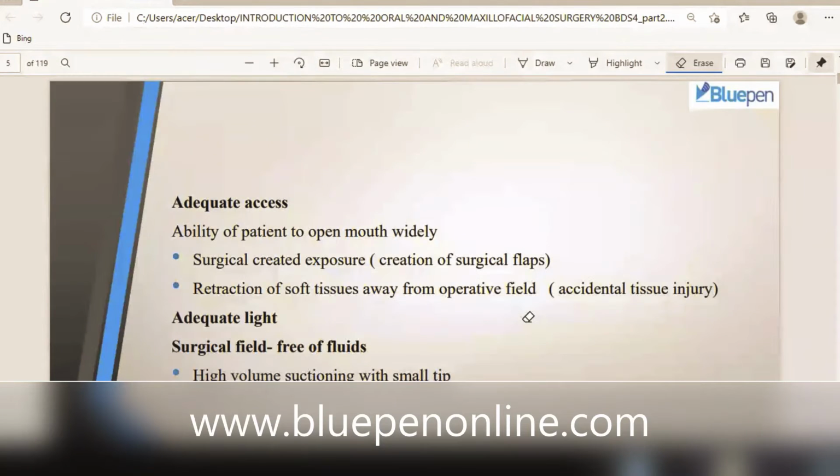Okay. For adequate access, you want the patient to open the mouth widely. Then you will go for creation of a surgical flap. You want to give a very long stroke with the help of the blade, and you have to have a very good access to that area. Then you have to use a retractor, an Austin retractor or something like that, and you have to retract the soft tissues so that you do not harm any of the vital structures that are present near it. Okay, that is what is meant by adequate access.